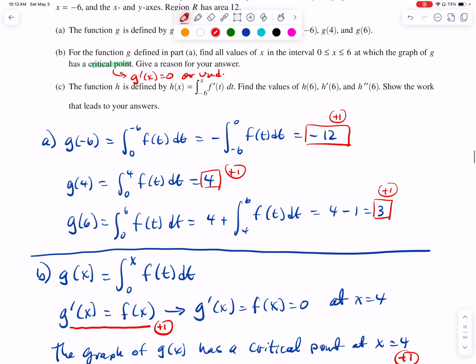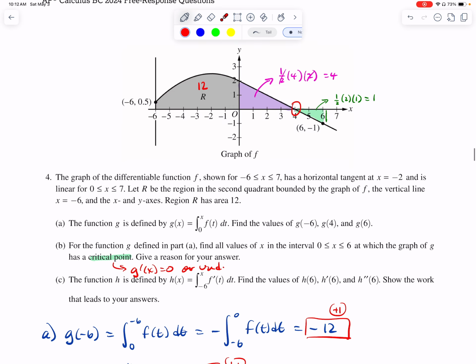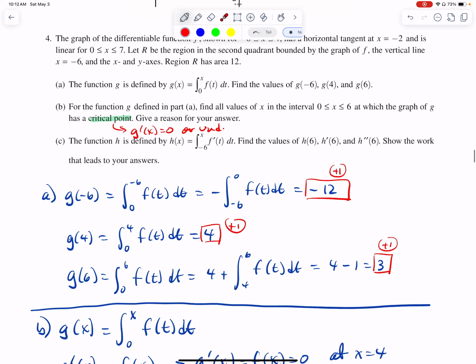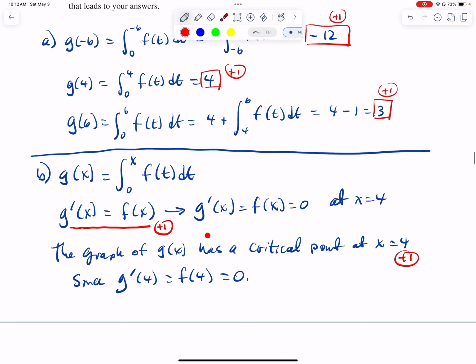And let's look at the final part, part C. So the function h, oh yeah, let's have another function in here. H of x is equal to another accumulation function, but this time we're accumulating area underneath the derivative of this guy, from -6 to x of f prime of t dt. It looks like it's another 3 points. But how many did we have? 1, 2, 3, 4, 5.